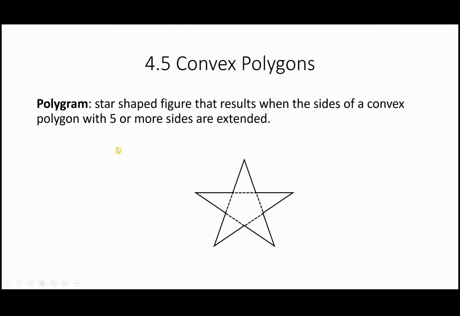And you have to have 5 or more sides extended. So there are only polygrams for pentagrams, hexagrams, and upwards. You wouldn't have a polygram for a square or a rectangle or anything like that. Well, it wouldn't be for a rectangle because I believe the interior polygon has to be regular. Anyway, there wouldn't be one for a square, according to the definition. Okay.